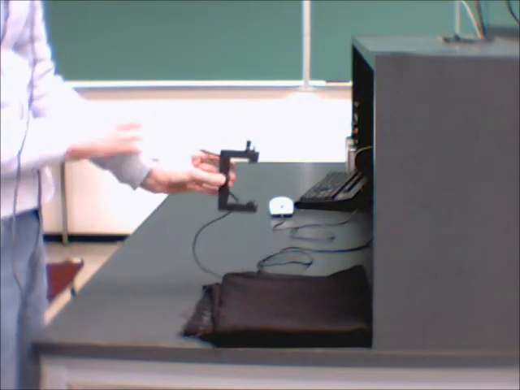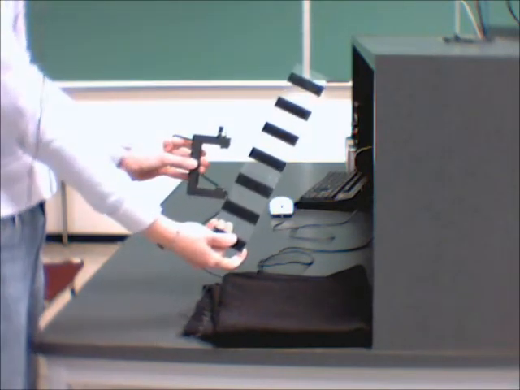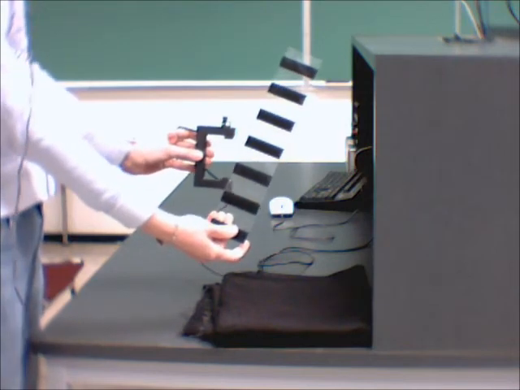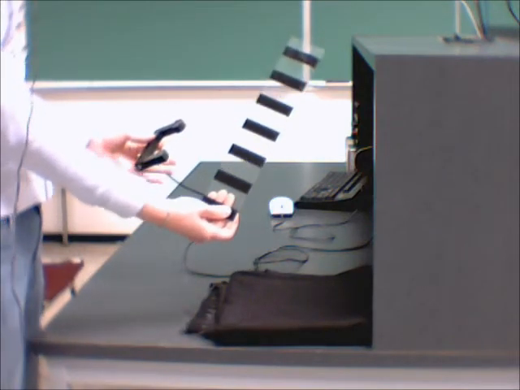We're going to use this photogate in conjunction with the picket fence to measure what the acceleration due to gravity is. Now if you've got a jacket or something, it's useful to put that on the desk just to act as a cushion for the picket fence.